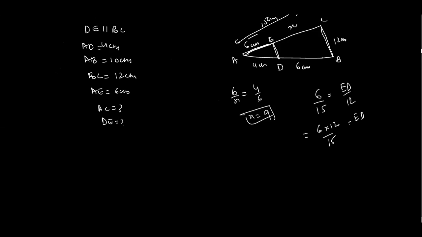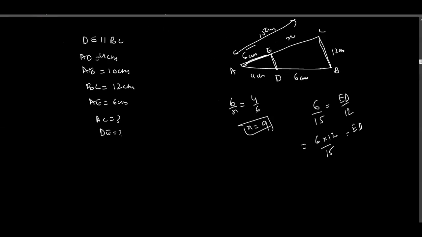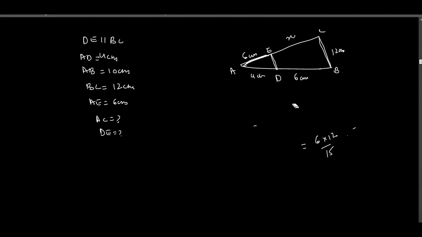Okay. So it is being given to you in the question that DE is parallel to BC. And it is being asked in the question, you need to find out the value of EC and AC and AD and DE. You need to find out the value of AC and DE, and it is being given to you in the question that DE is actually parallel to BC.